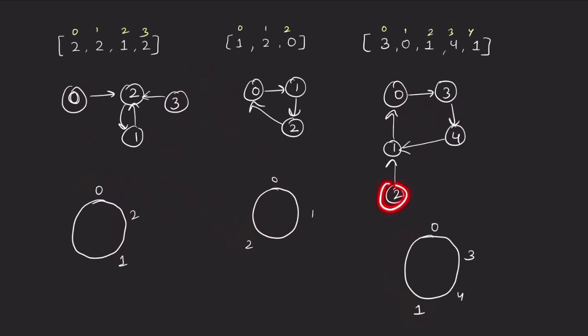But we are still left with 2. Can we accommodate 2 anywhere on this table? No, because all of these are already connected. 0 with 3, 3 with 4, 4 with 1, and 1 with 0, right? So we cannot put 2 over here. So in this particular case, our answer will be 4, right?